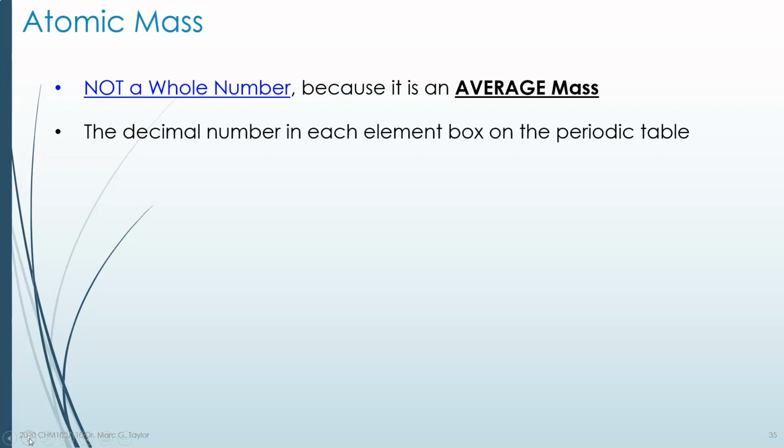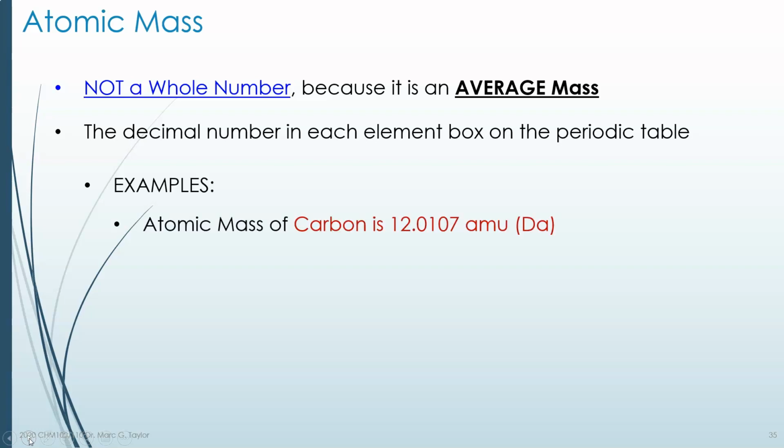But in general, you can find them in the boxes on the periodic table, and some examples would be carbon, which has an average mass, an atomic mass, of 12.0107 atomic mass units, or Daltons. You'll notice that the unit is not in the box, and there's a reason why that's true that will be discussed when we get into Unit 5. But for now, those numbers are very accurate, the best we have. Sometimes you'll see periodic tables where the numbers are rounded to only 3 or 4 significant figures, but this is the best number right here, 12.0107, known at this point.